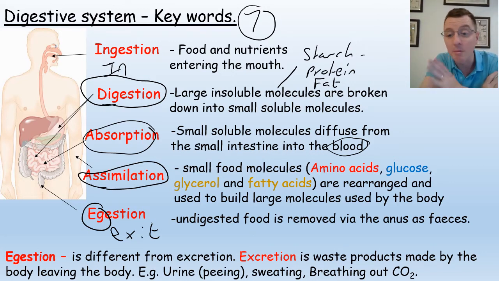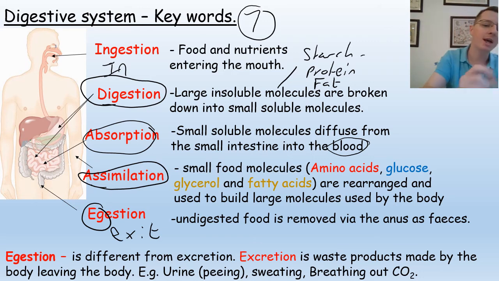So in particular, amino acids, for example, will be joined up in very specific orders to make the proteins that you need in your body. Proteins like muscle proteins that you need when you're building muscle, proteins like enzymes that you need for digestion. And then, of course, any food which you have not absorbed, which you haven't been able to digest, is egested as feces.